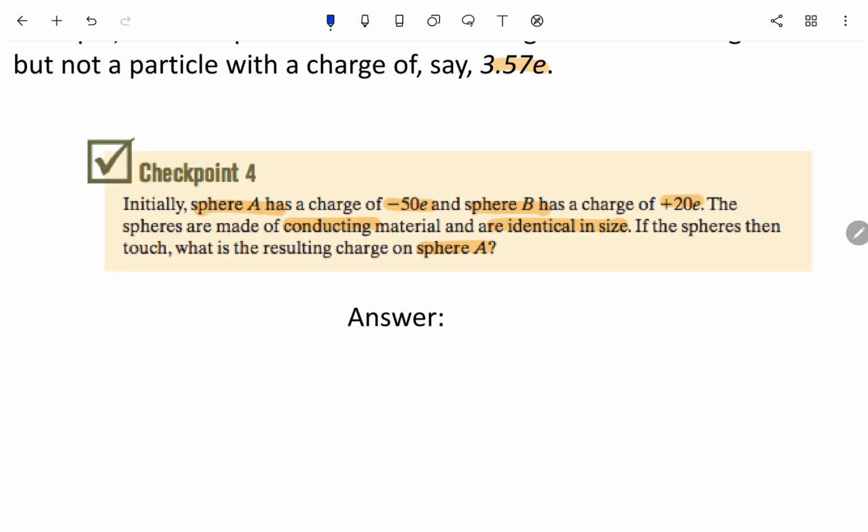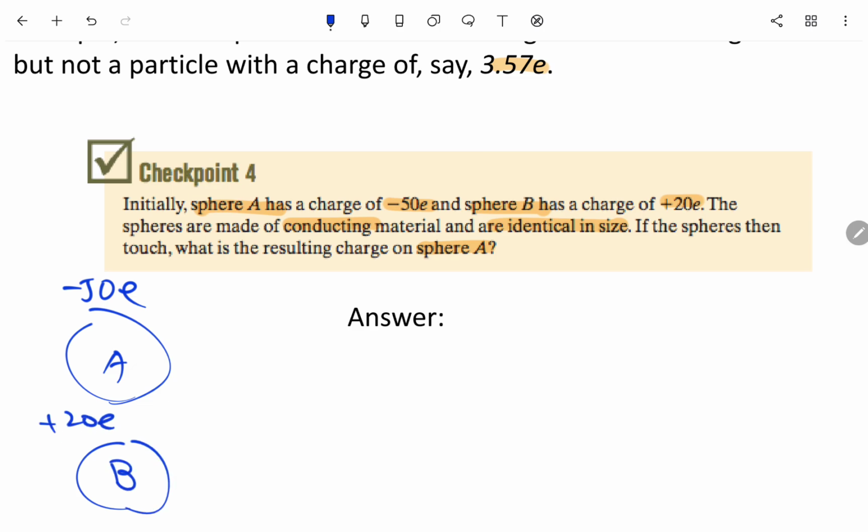So let's draw it out. We have a sphere A with negative 50e, and a sphere B with plus 20e. We bring them together and touch each other. Of course, we don't add or pull out any electrons from this system. So the total charge is negative 50e plus 20e, so the total amount of charge is negative 30e.